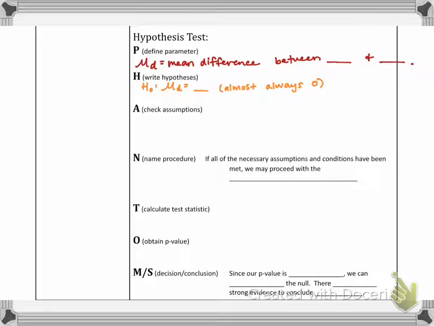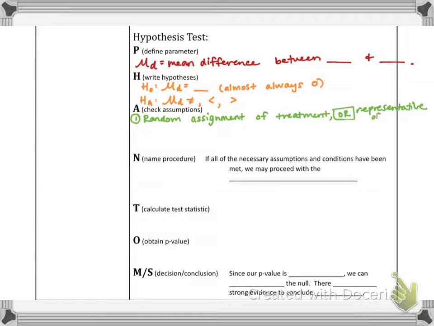Again, your alternative hypothesis can go one of 3 ways. It can either be a not equal to, a less than, or a greater than. And you're going to check assumptions that kind of match what you already did back in chapter 22 for the one sample t. Assumption and condition number 1 is you want a random assignment of treatments, or you want your data to be representative of the population you're trying to say something about.